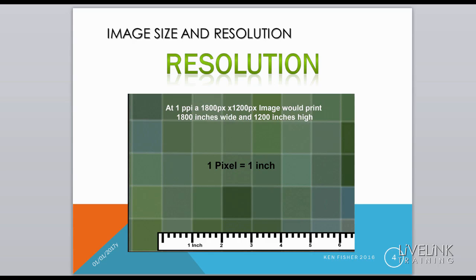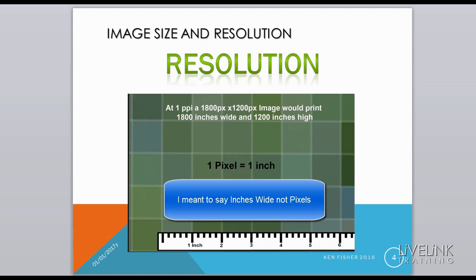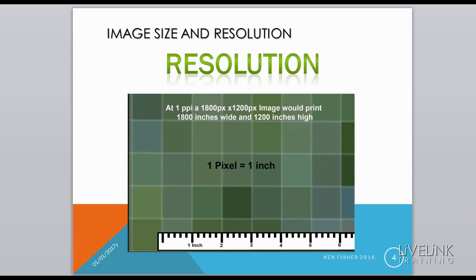So here I've got an image where we've got a print resolution of 1 pixel per inch. So the pixels are 1 inch square. So an 1800 pixel image would print at 1800 inches wide. Now, this as an actual print would look pretty crappy unless you were stood 3 miles away from it. But there is a logic to this.